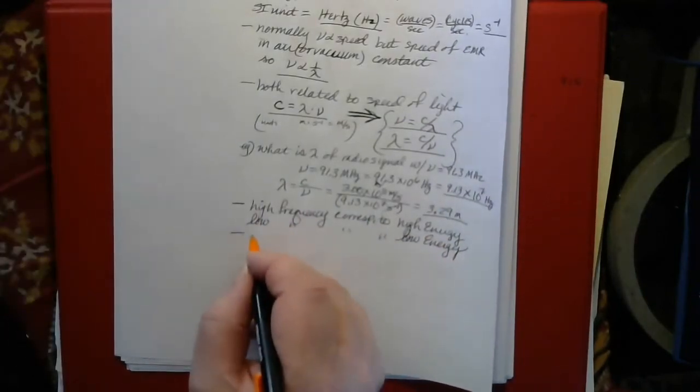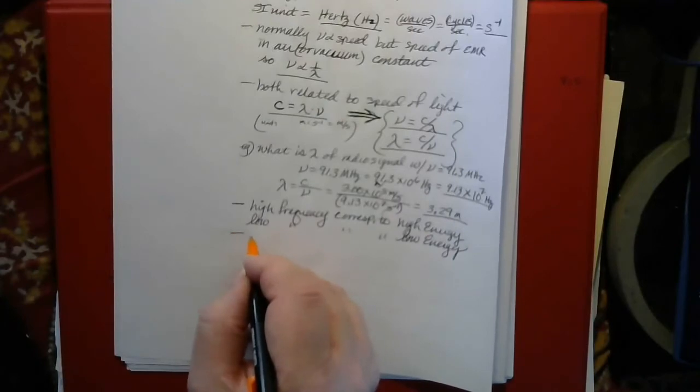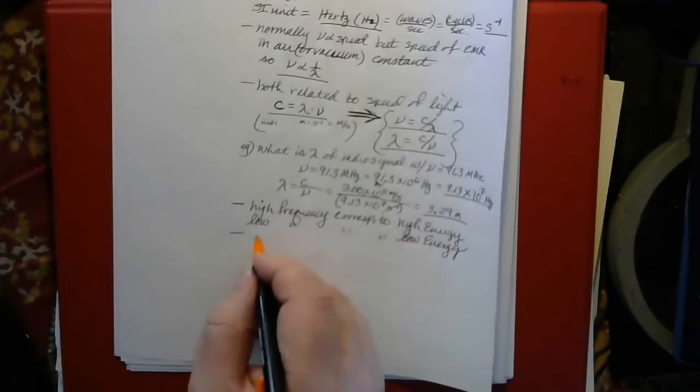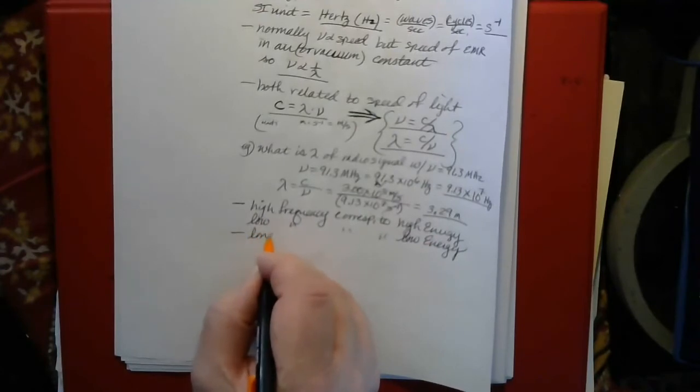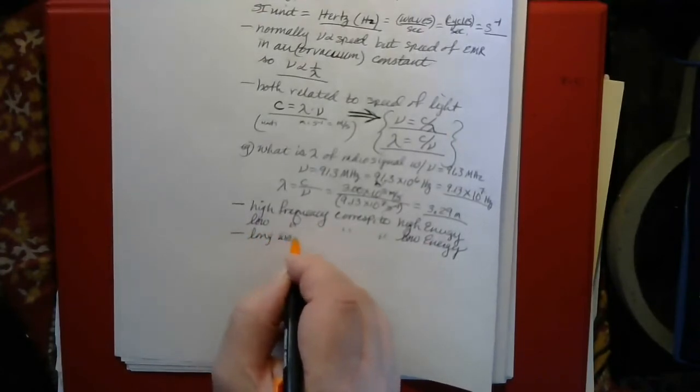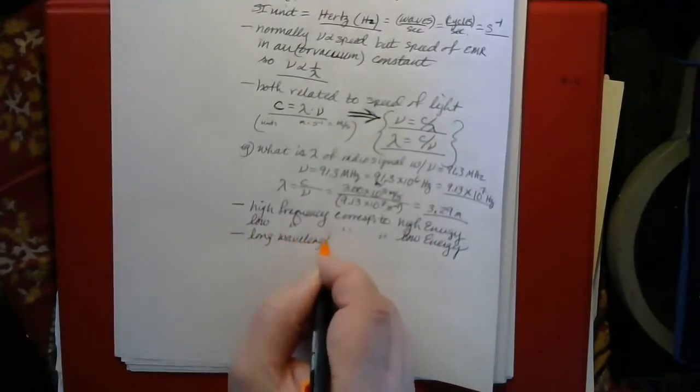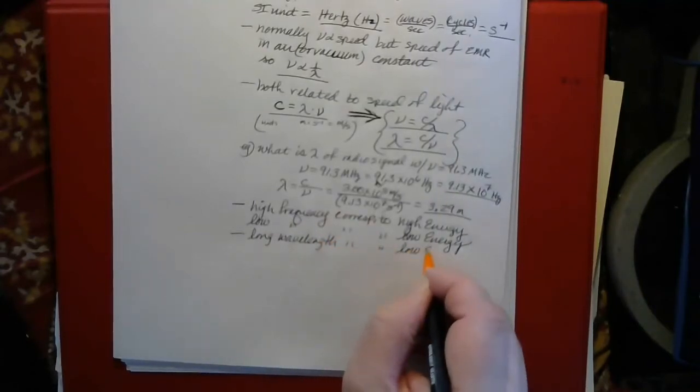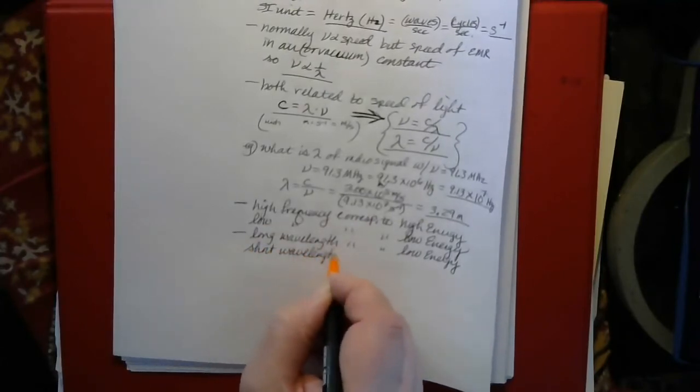With wavelength, it's just the opposite. Okay, so long wavelength corresponds to low energy, and short wavelength corresponds to high energy.